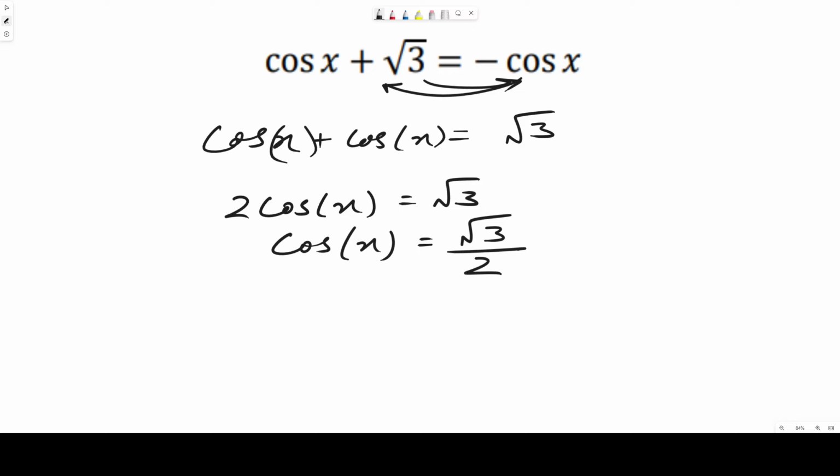Now let's just say they asked in part B, find the values of x if x is between 0 less than or equal to x less than or equal to 360. Or if you want in terms of pi or radians, it would be 0 less than or equal to x less than or equal to 2 pi.